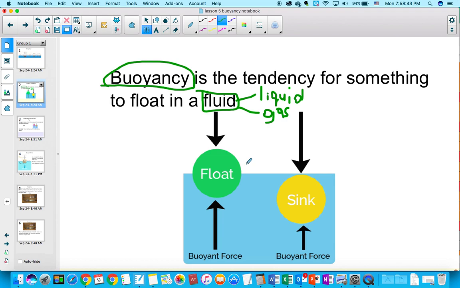All buoyancy is, if something floats, we call it buoyant, right? And if something sinks, we don't say it's buoyant. Well, what makes something float? What gives something buoyancy? What gives something the tendency to float in a fluid?